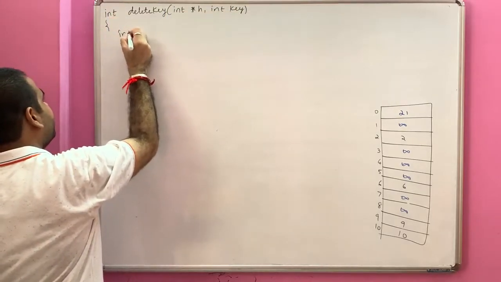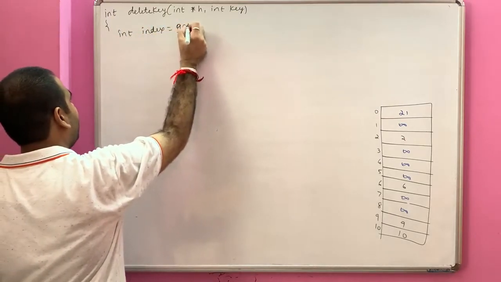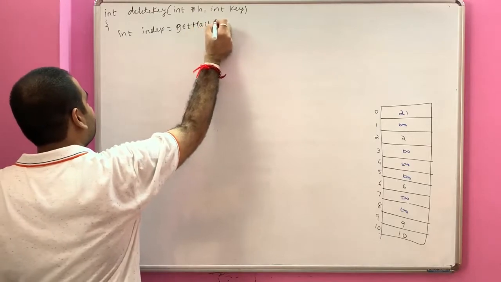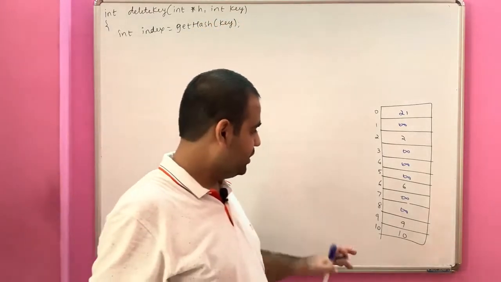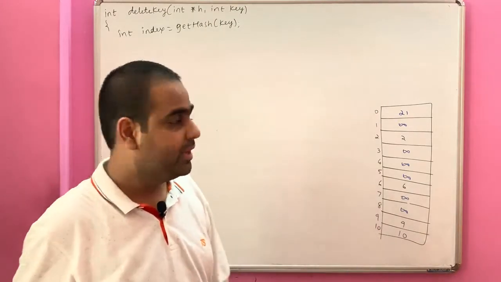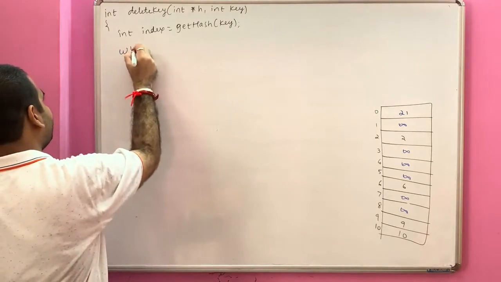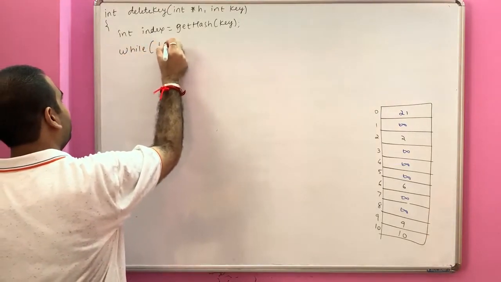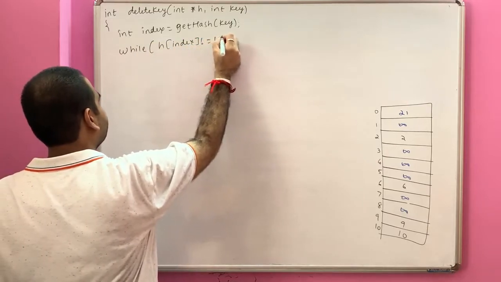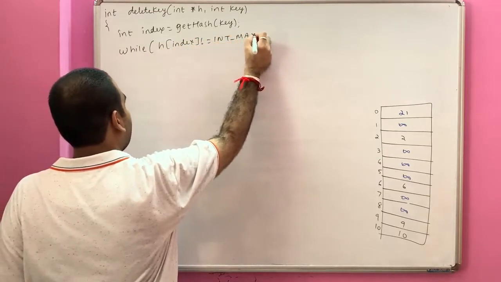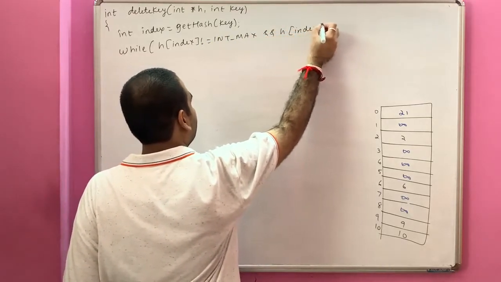And let's get the index. Int index is equal to get hash of key. Suppose you want to delete 21. It becomes 10. First, you want to find 21. How do we find? Just now we have seen: while h of index is not equal to int max and h of index is not equal to key.